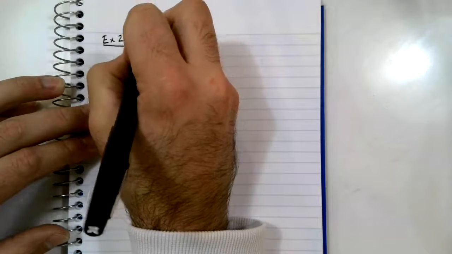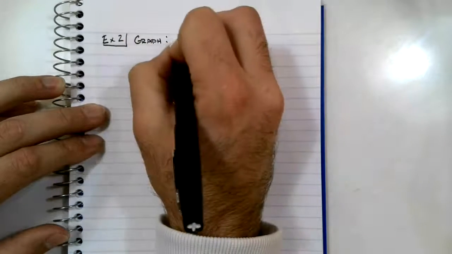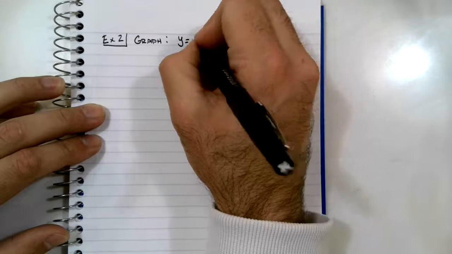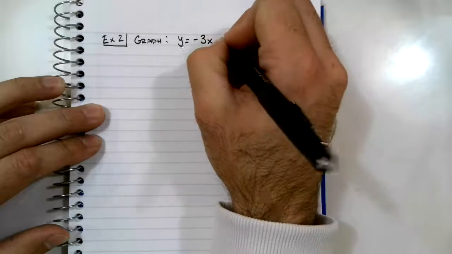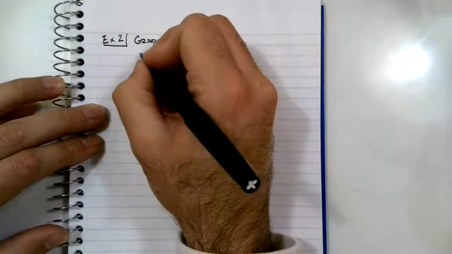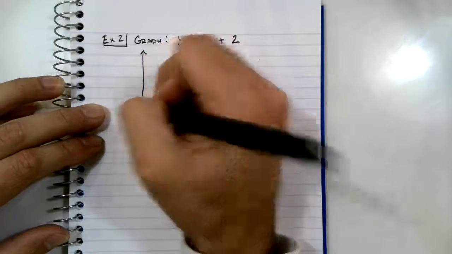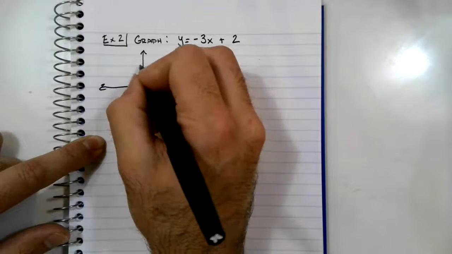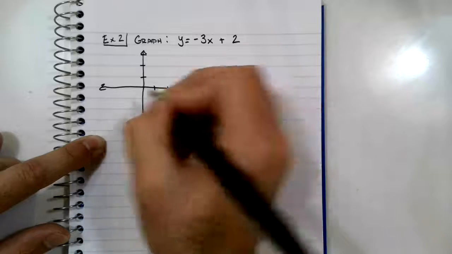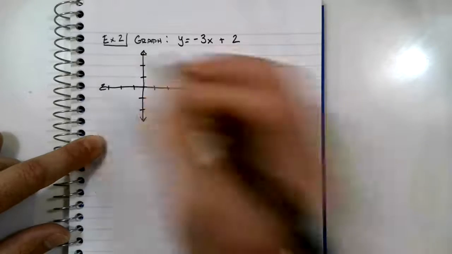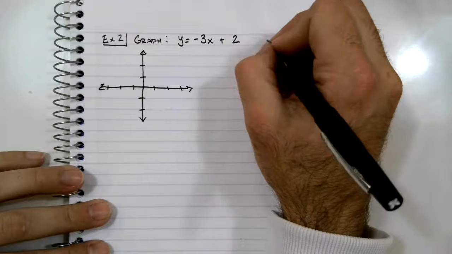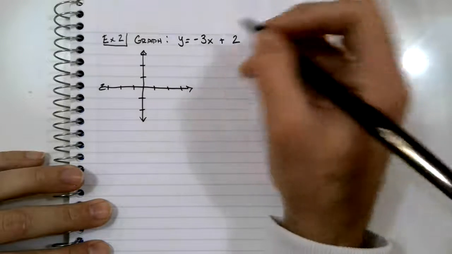We're going to graph y equals, let's say, -3x plus 2. I'm going to sketch me a little graph here. So again, something that may help you guys: label what you got. My slope is -3 over 1.